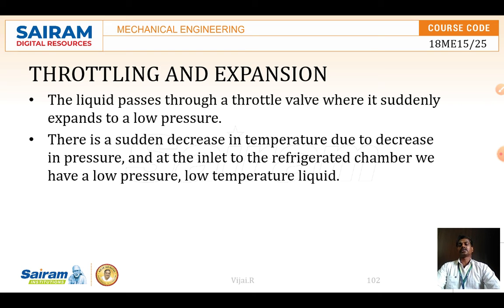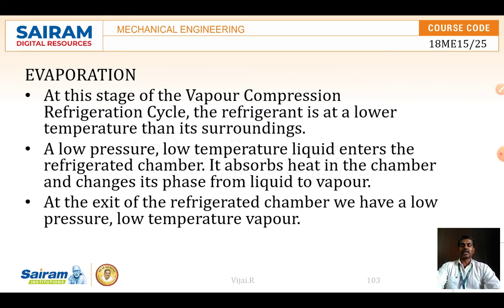The liquid passes through the throttle valve, where it suddenly expands to a low pressure. Before going to the evaporator, it reduces in pressure, and there is a sudden decrease of the temperature due to the decrease in pressure. So now we have a low temperature liquid, and again it goes to the evaporator chamber. So this is a cyclic process.